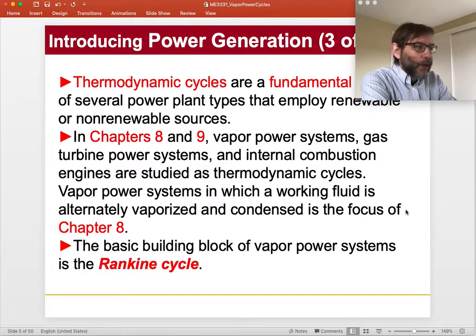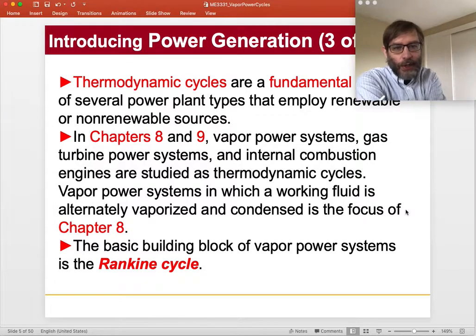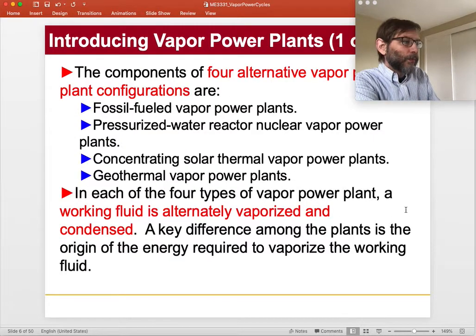But vapor power cycles work as a cycle where we turn a working fluid into a vapor and then back and condense it again. That's why we call it vapor power cycles, because we're working with the phase change. The phase change enables high efficiency, which we will see and understand in this chapter.